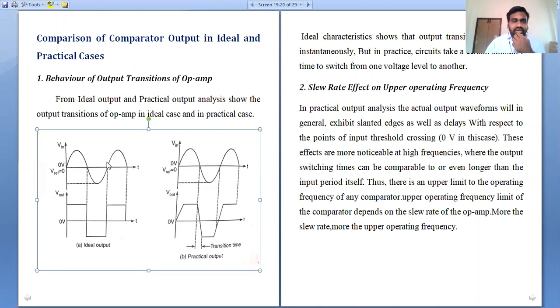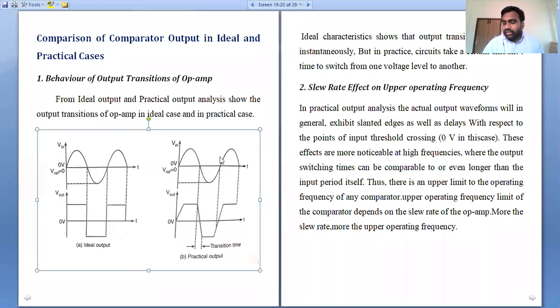In an ideal condition, when an input voltage of sinusoidal, time varying behavior is applied to a comparator, the comparator compares this sinusoidal input to a zero reference signal and generates a square waveform. This is an ideal condition. But what actually happens in practical condition?